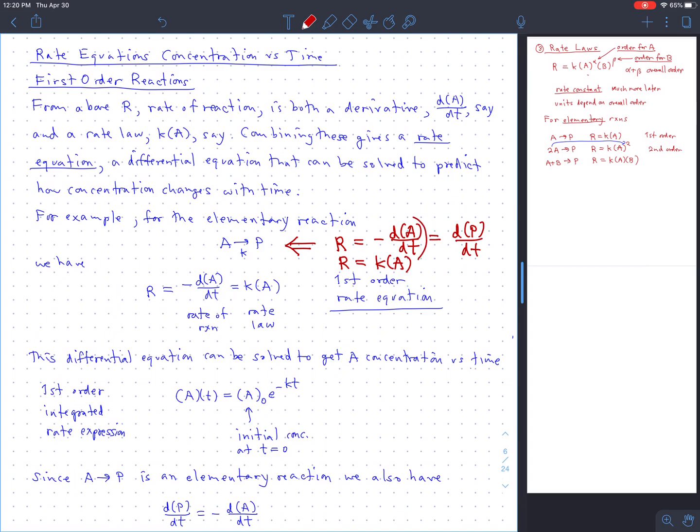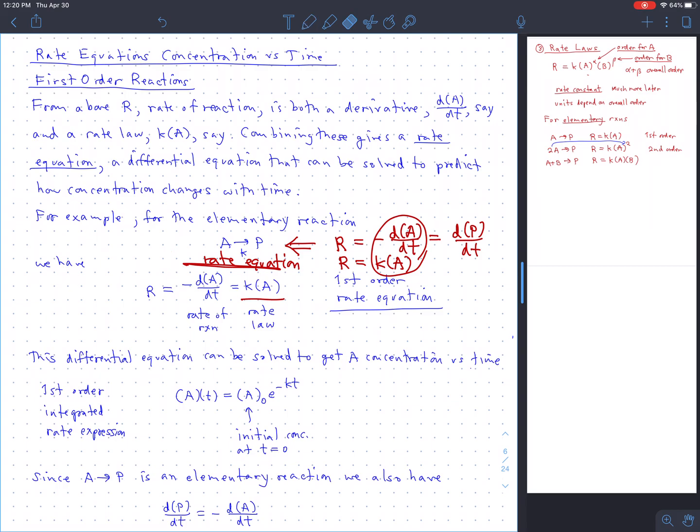If I combine these two, then I get what's called a rate equation. This is a rate law. This whole thing is a rate equation, or at least that's my nomenclature for these things. So there's a difference between a rate law and a rate equation in my nomenclature, and I'll use that nomenclature throughout.